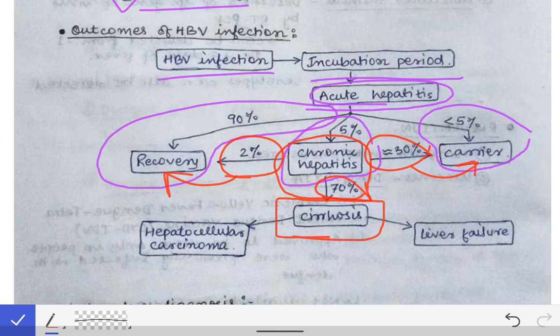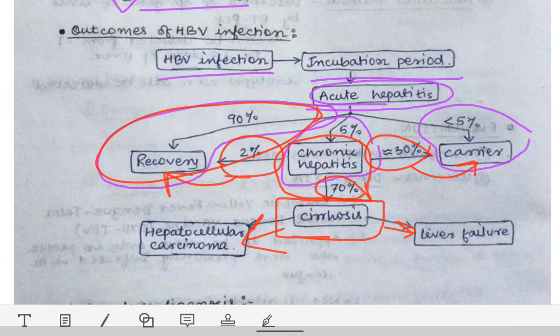So that is the final stage after the chronic hepatitis. Maximum patients, about 70% of those with chronic hepatitis due to hepatitis B, will end up in cirrhosis. And from cirrhosis, they may develop hepatocellular carcinoma or liver failure. These are the dangerous outcomes of hepatitis B infection. But see here, maximum get recovered. About 90% of the patients recover.